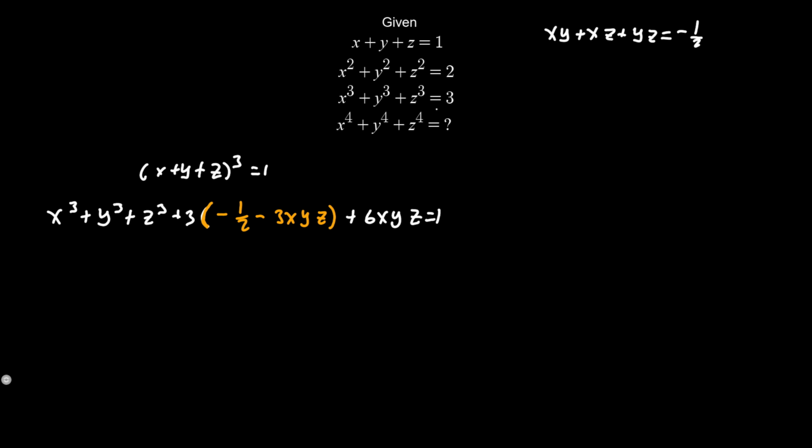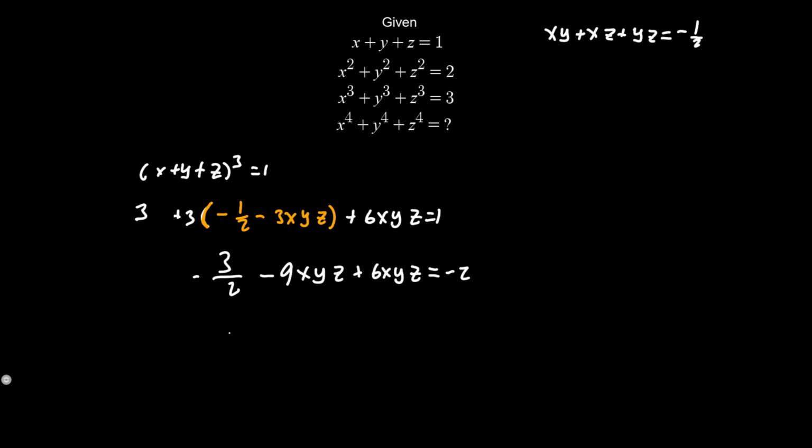And we know that x cubed plus y cubed plus z cubed is 3, so we could simply switch that with 3. So here what we're going to do is go ahead and subtract 3 from both sides, so we will have negative 3 over 2, minus 9xyz plus 6xyz is equal to negative 2.